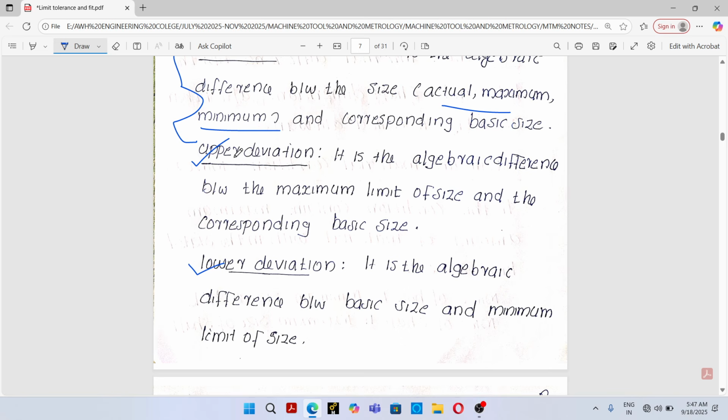So first one, upper deviation. It is the algebraic difference between maximum limit of size and the corresponding basic size.